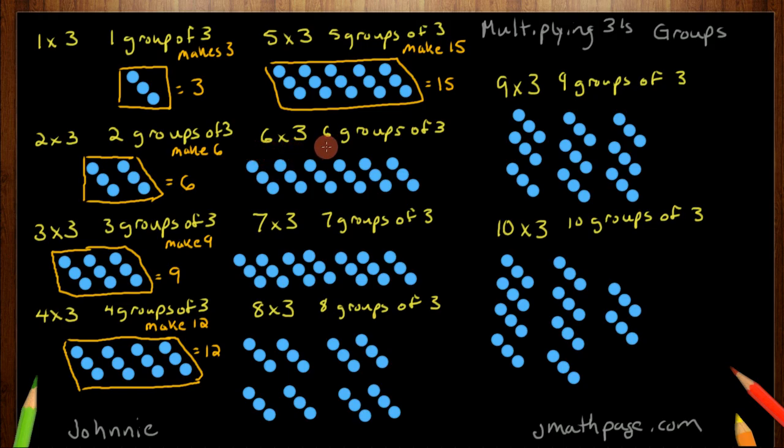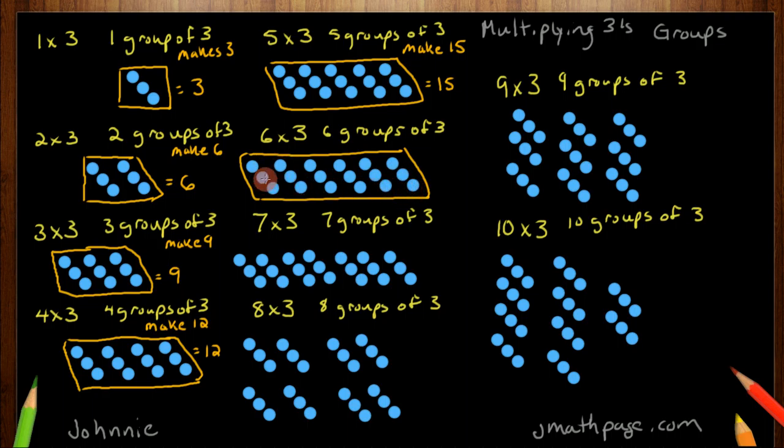6 groups of 3. 6 times 3, 6 groups of 3. Let's bundle them all together and find out how much they are together. I'm seeing more than one way to look at them, aren't you? I can see that 3 and 3 more make 6, 9, 12, 15, 18 altogether.